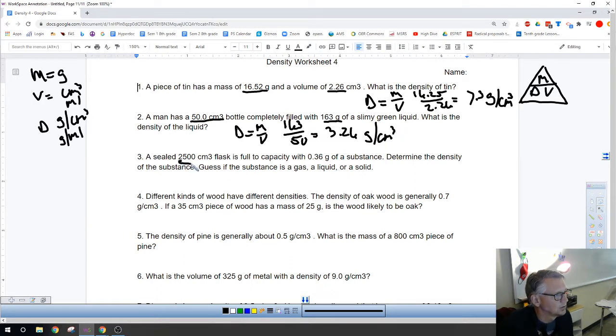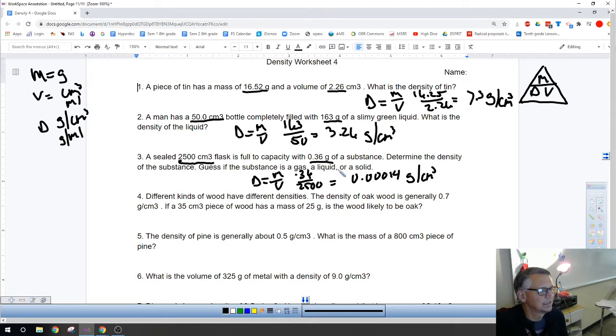A sealed 2,500 cubic centimeter flask is filled to capacity with 0.36 grams of a substance. Determine the density of the substance. Guess if the substance is a gas, liquid, or a solid. Density is equal to mass divided by volume. Our mass was 0.36 divided by our volume of 2,500. When we divide that out, we get 0.00014 grams per cubic centimeter. And if it has a density that low, it is a gas.